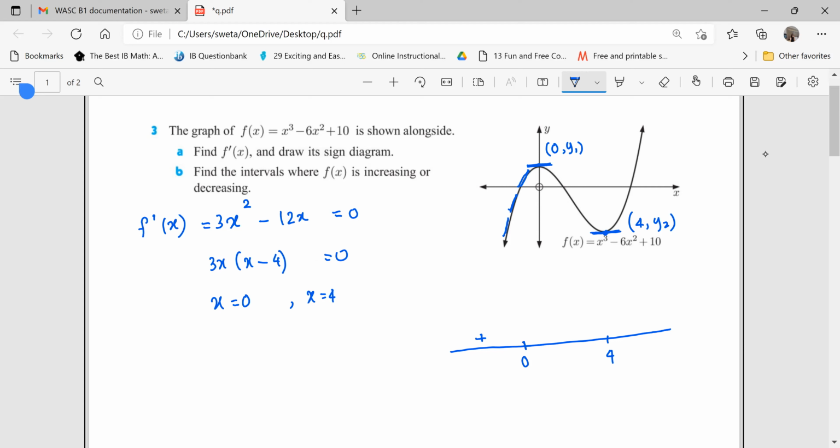Between 0 and 4, if I draw the tangent lines, these lines are going down from left to right. So the gradient is negative. That's why between 0 and 4, it's a decreasing function, so the sign is negative. And after 4, again, as we draw the tangent lines, we see it's increasing, so it's positive. So this is the sign diagram.